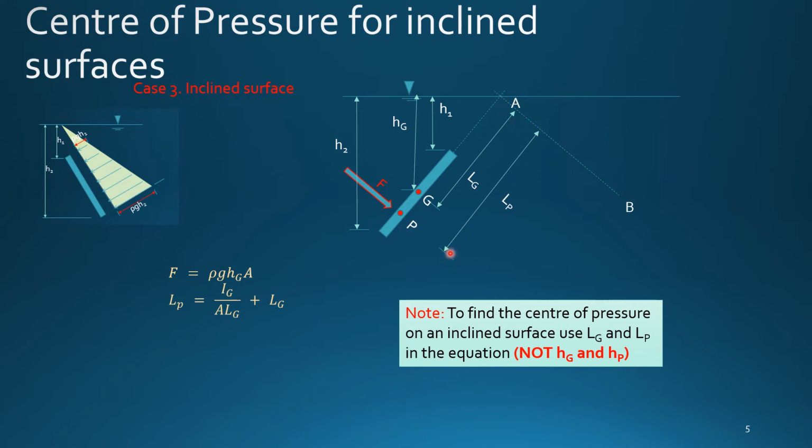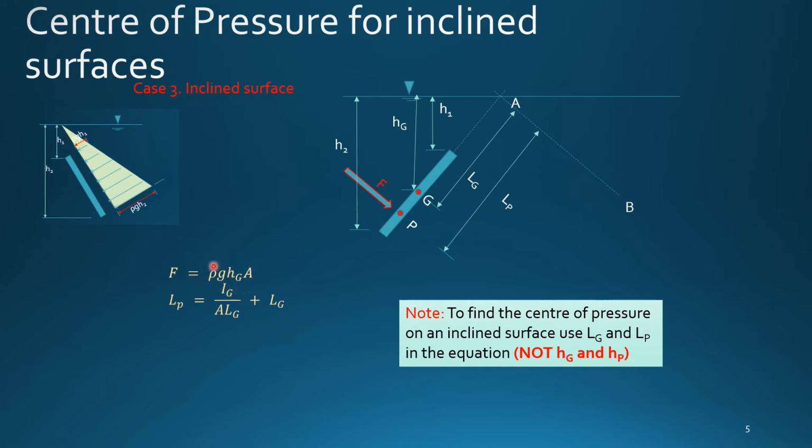And then if you want to convert LP to HP, that is the vertical distance from the water surface to this point, we can obviously calculate it if we know this theta angle. But first we need to calculate this LG and LP. So in this example, this is the immersed surface. The top is H1 depth below the water surface, and the bottom is H2 depth below the water surface.